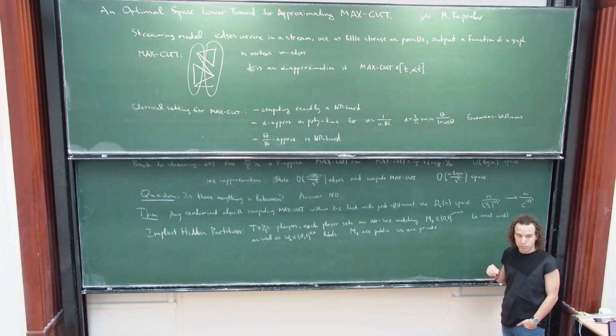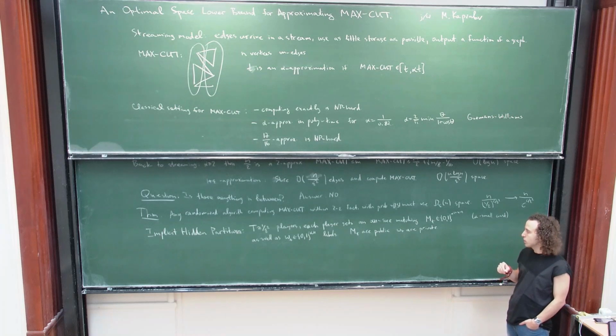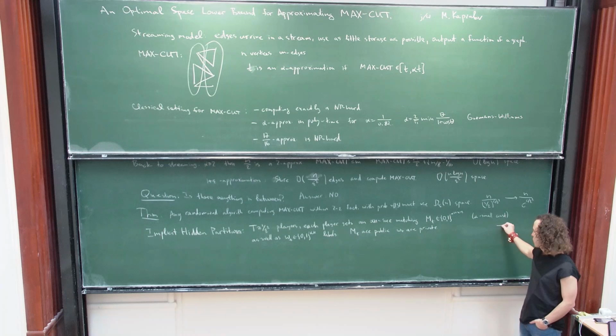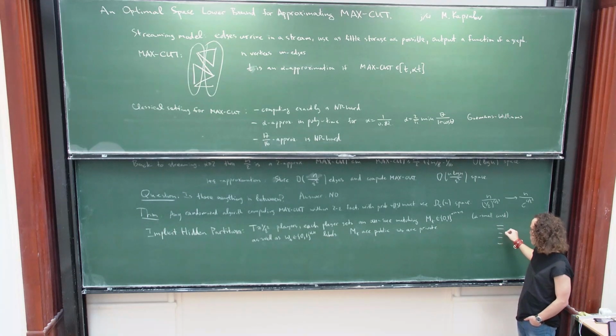An alpha n size matching means? Oh, it means a matching of size alpha n. So it's a collection of alpha n edges.